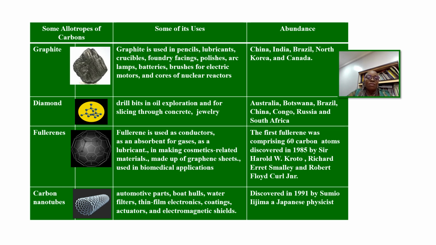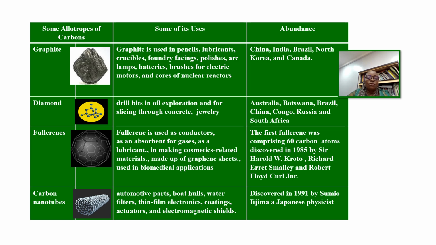Another allotrope of carbon is the fullerenes. Fullerene is an allotrope of carbon whose molecule consists of carbon atoms connected by single and double bonds with fixed 5 to 7 atom rings. The first fullerene, comprising 60 carbon atoms, was discovered in 1985 by Sir Harold Kroto, Richard Smalley, and Robert Curl Jr.